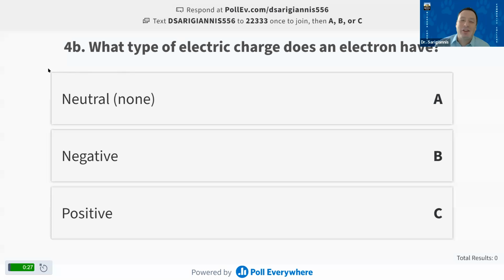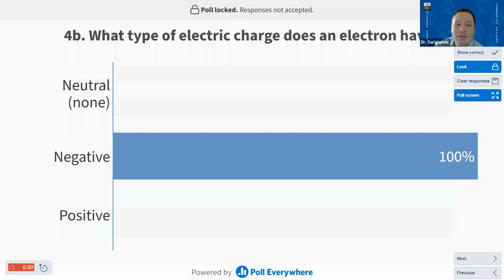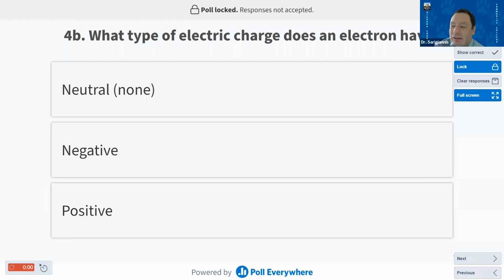What type of electric charge does an electron have? Neutral, negative, or positive? I'm just writing this down in the notes as we go. I'll pull them up in a minute. We should go pretty quick through this first page. All right. Negative, right. 10. Ooh, 10 people. Hey. All right. Let's see if we can get 12.